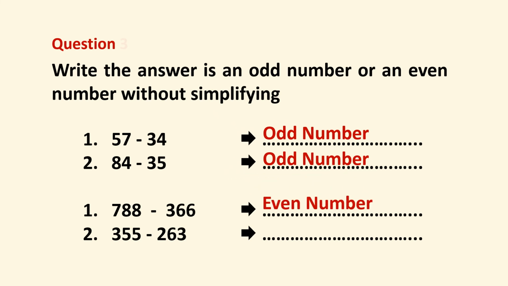Last one, 355 minus 263. So 355 is an odd number, 263 is also an odd number. Now here it's like odd number minus odd number. As we have learned previously, odd number minus odd number should be an even number. Therefore, the result should be an even number.